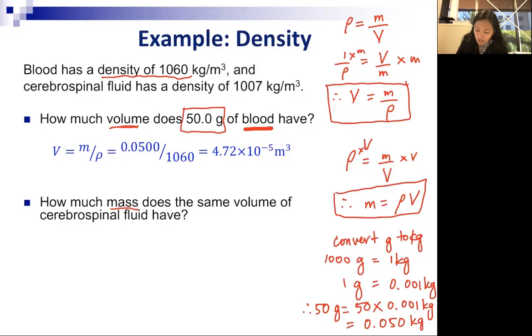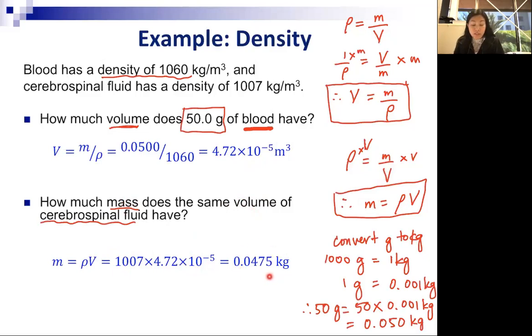Okay, for the next question, how much mass? So we want to know the mass, so we use the second rearranged equation. But this time we need the density of the cerebrospinal fluid. So that will be the density of the cerebrospinal fluid multiplied by the same volume as the blood that we found earlier. So that will be 4.72 times 10 to the minus 5. And that will give you a mass of 0.0475 kilograms.